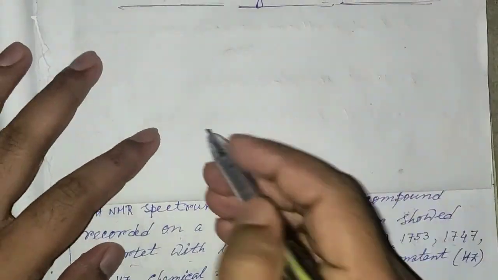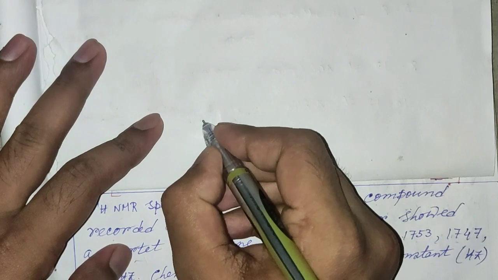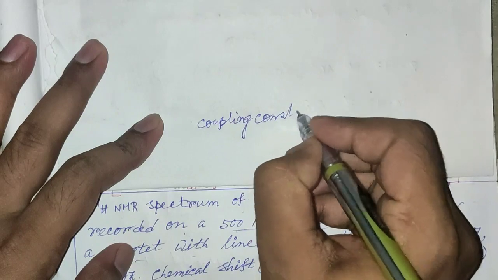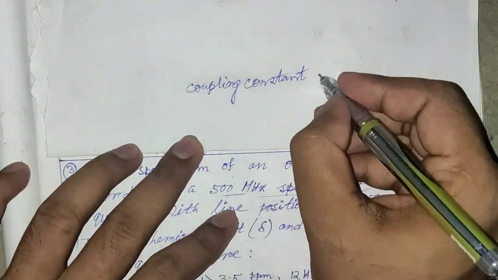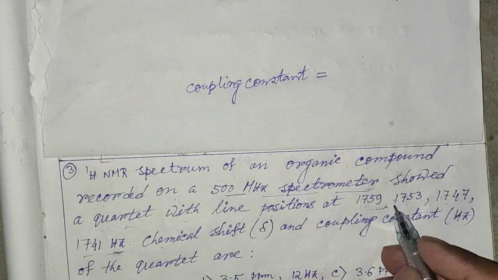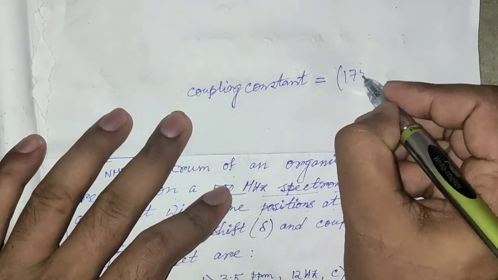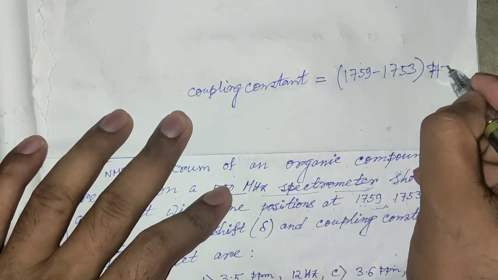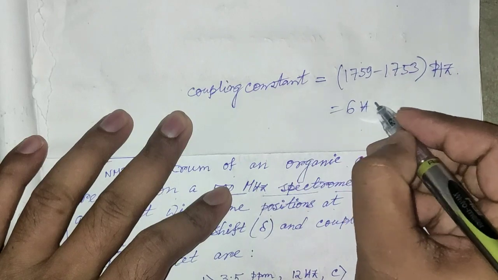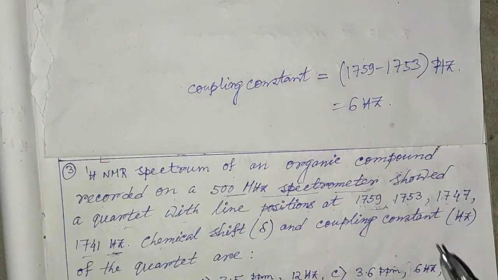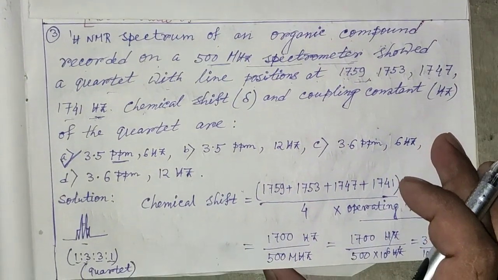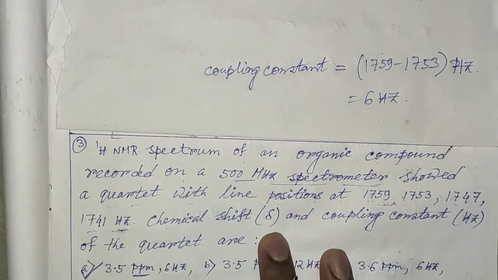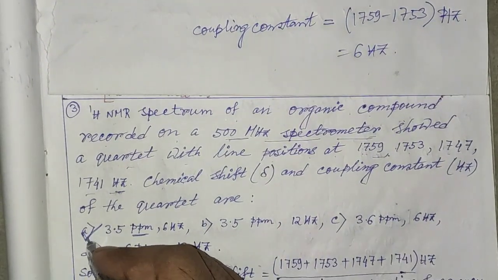That means the coupling constant value should be the separation between any 2 successive lines. Let us take these 2 lines. The unit will be Hz. So the coupling constant value is 6 Hz. Thus, chemical shift value is 3.5 ppm and coupling constant value is 6 Hz. So option A is correct.